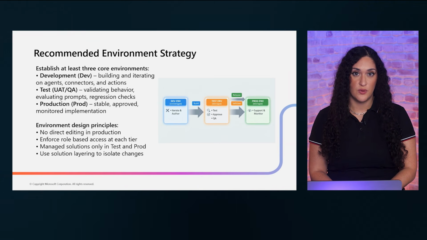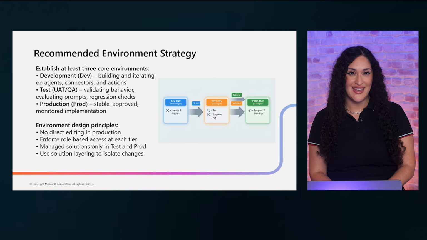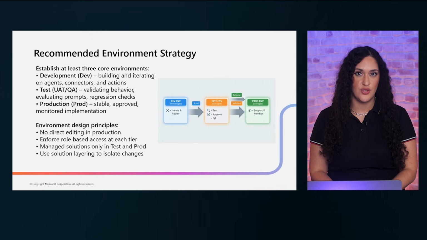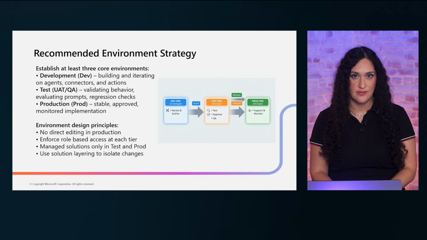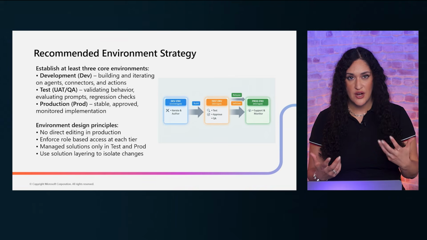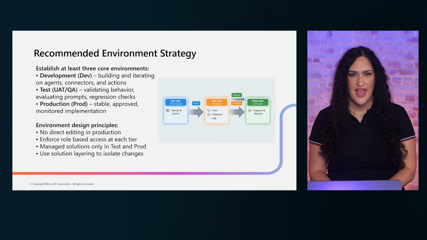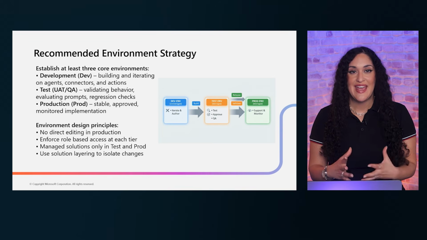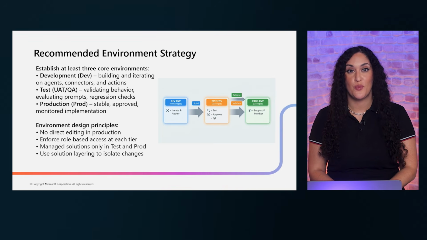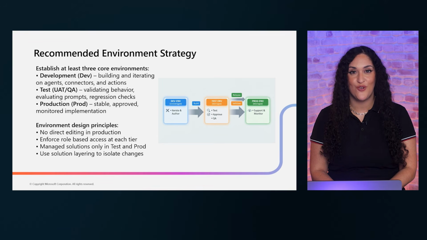Key design principles: never edit directly in production, enforce role-based access at each tier, use only managed solutions in test and production, and leverage solution layering to isolate changes. This separation is foundational. It prevents accidental changes from reaching users and gives you clean environments for testing before every promotion.